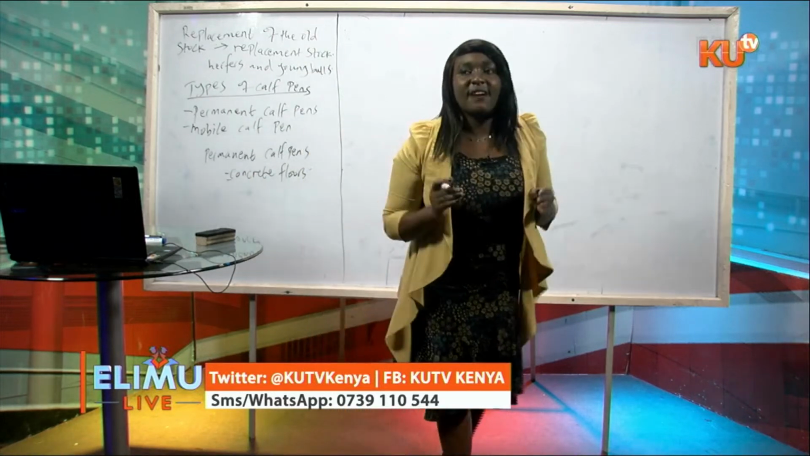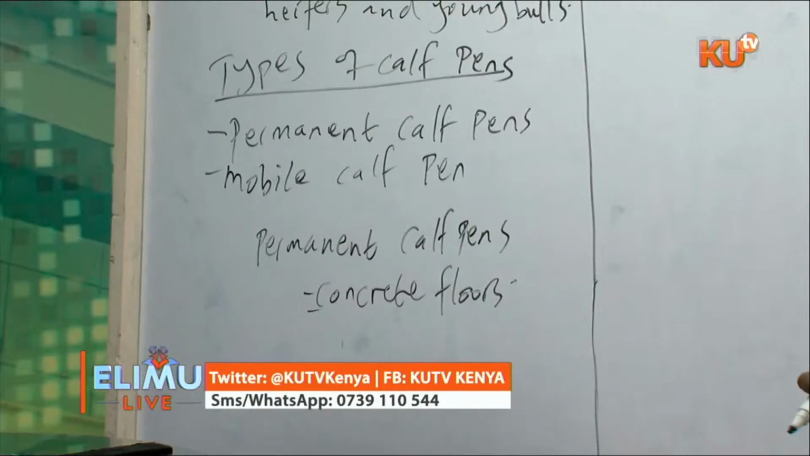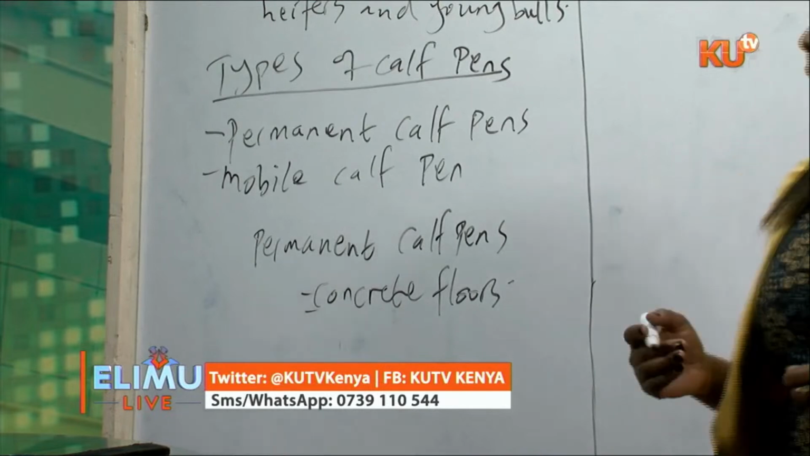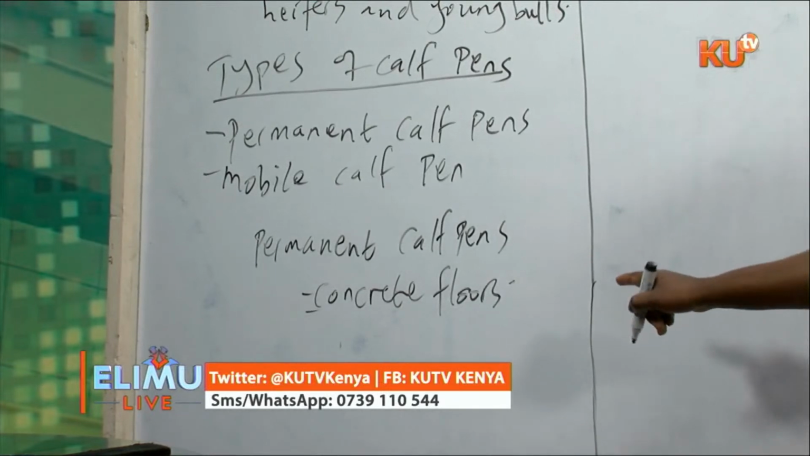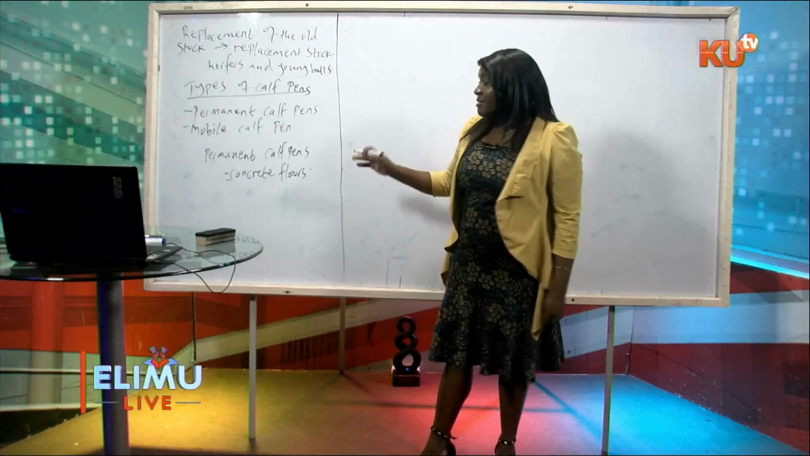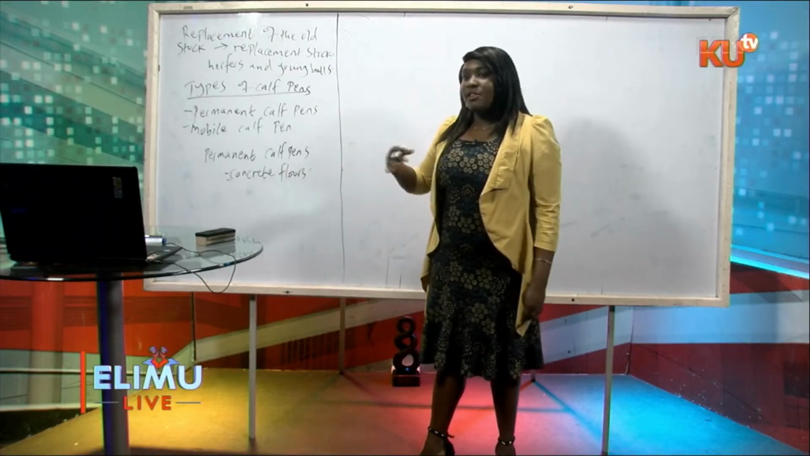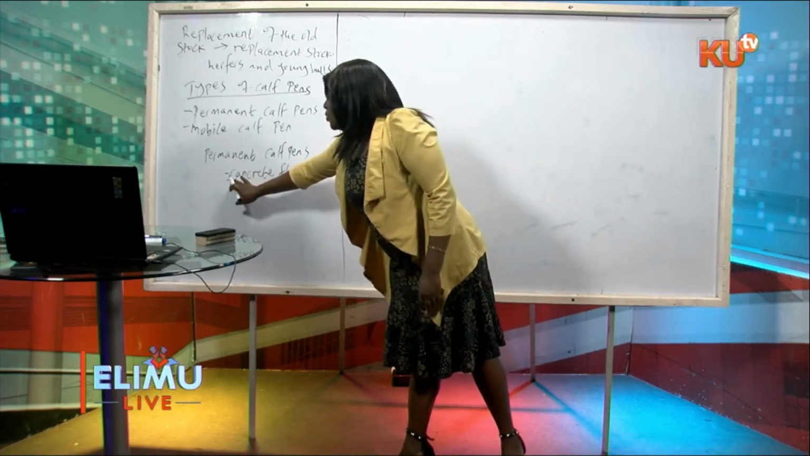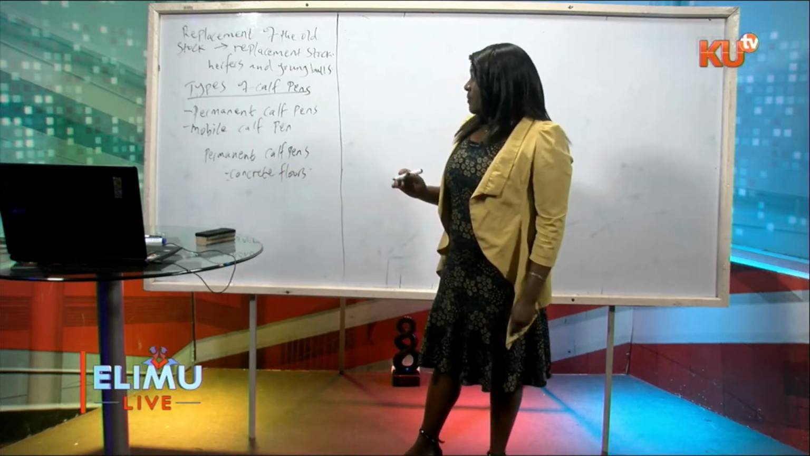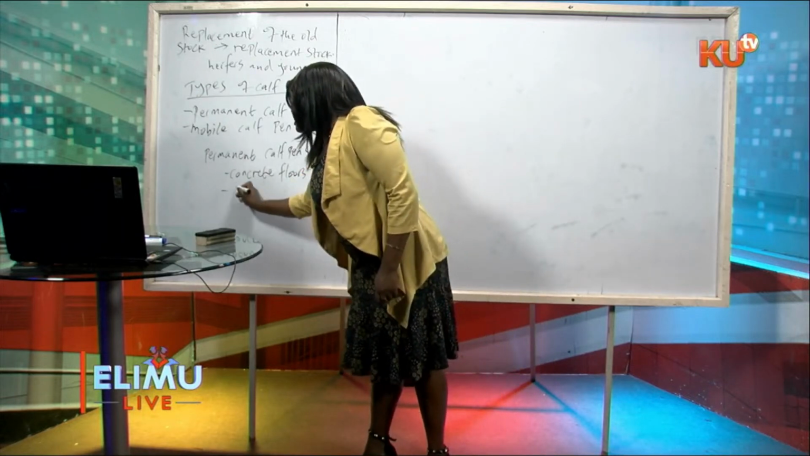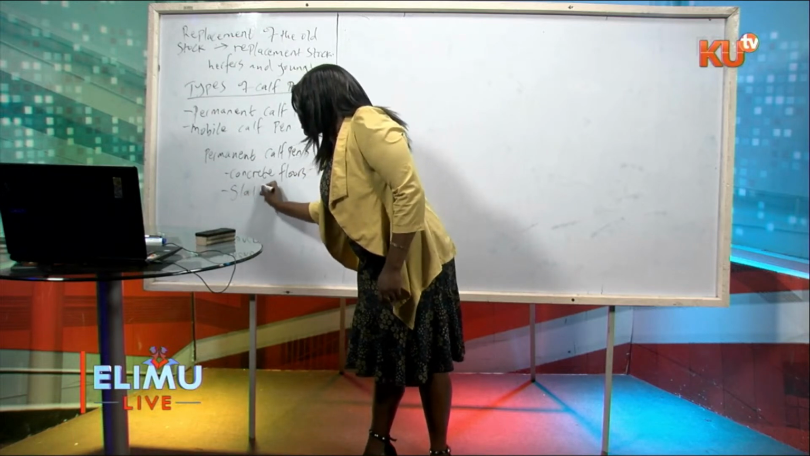A permanent calf pen that has concrete floors, meaning that the floor has concrete, is easy to clean, and you can clean it easily and drain the dung and the urine to ensure that the place is always clean. So we have the concrete floors. We also have another permanent calf pen, which has slated floors.